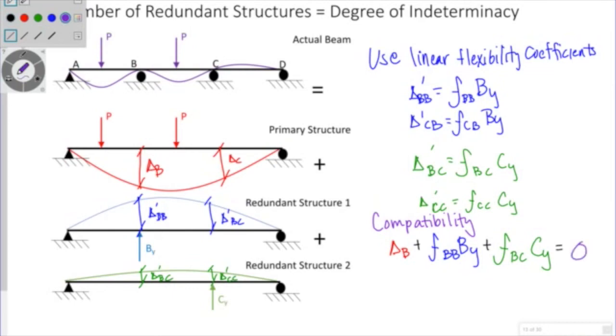You'll notice they all have the first subscript B. So I'm always looking at my deflection at B. That's what that subscript means. My second subscript, B times B, means force at B, so I multiply by BY. Or my force at C, so multiply by CY.